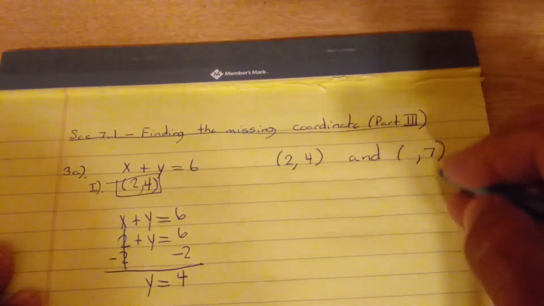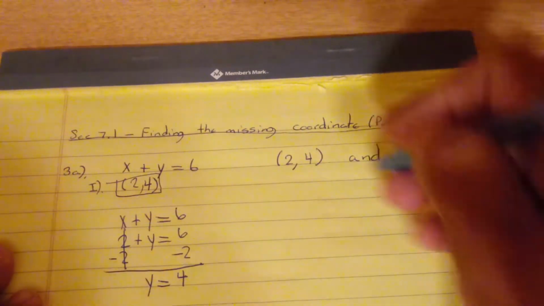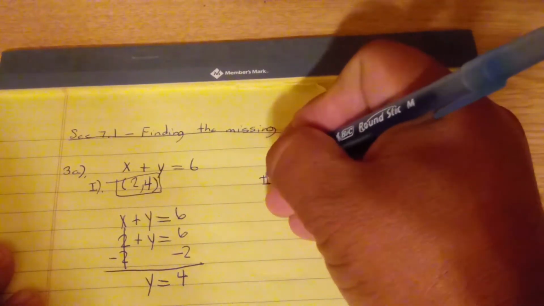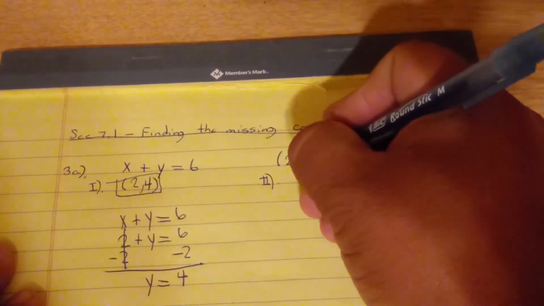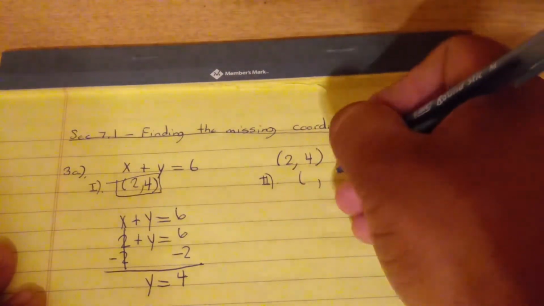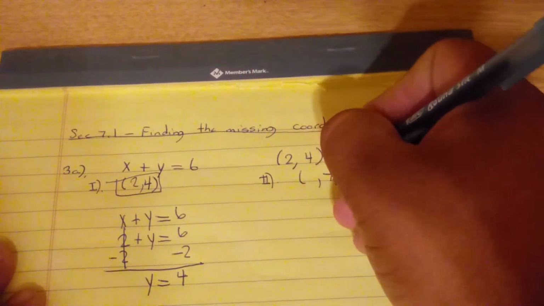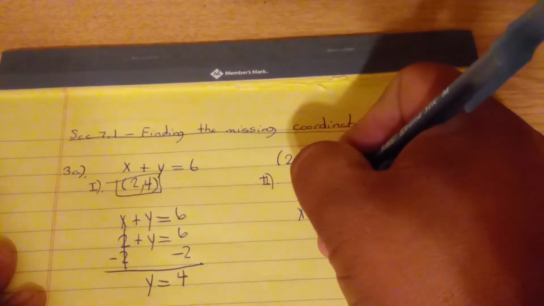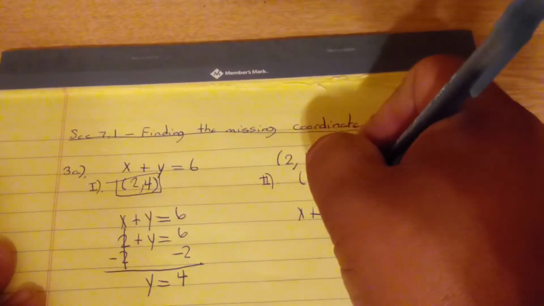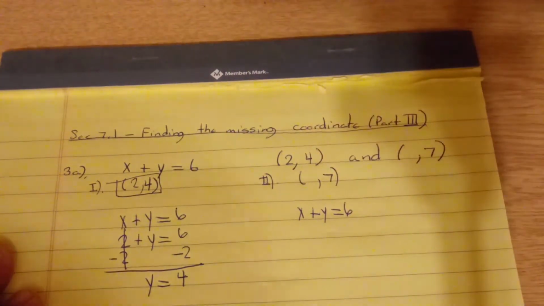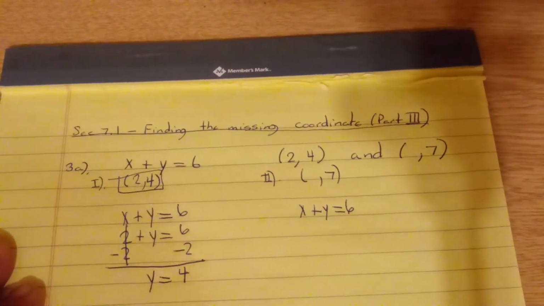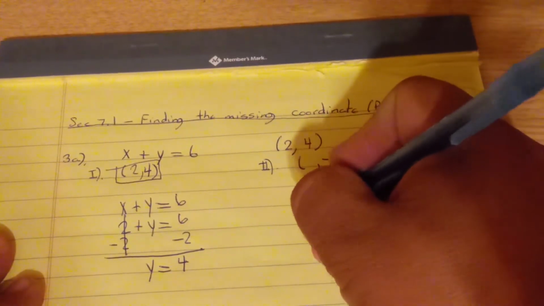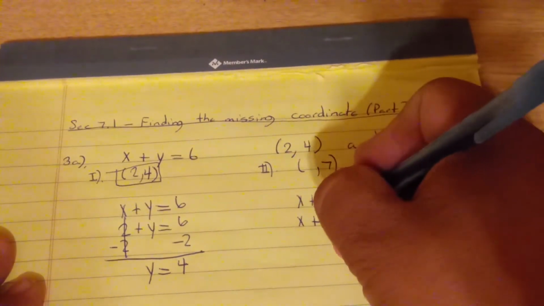So the next one, we're missing our x value. So remember, this is going to be entirely different here. Now we're solving for x. We know what our y value will be. So we're going to start off with the original equation, x plus y is equal to 6. And we're going to substitute the 7 in there for y. So this will be x plus 7 is equal to 6.